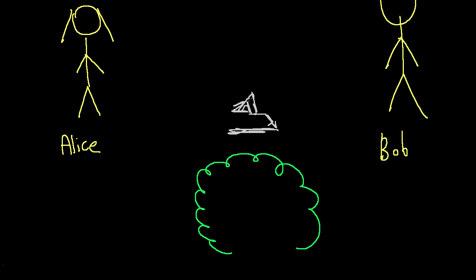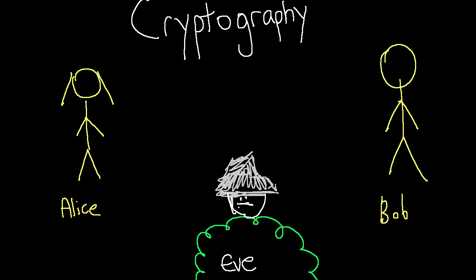And the reason why this person is always called Eve is because of the word eavesdrop. And every professor you have will try to make that joke, and you are going to be forced to laugh at it. So Eve is hiding in the bush. She looks like a witch. And she wants to intercept the message that Alice is going to send to Bob.